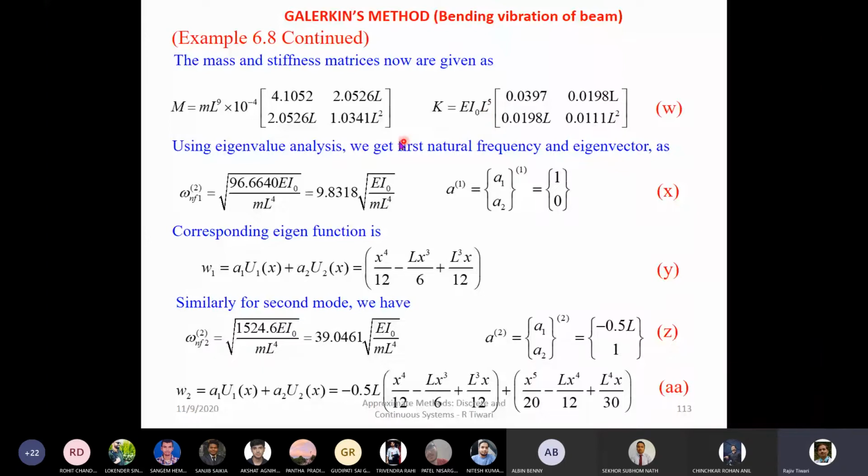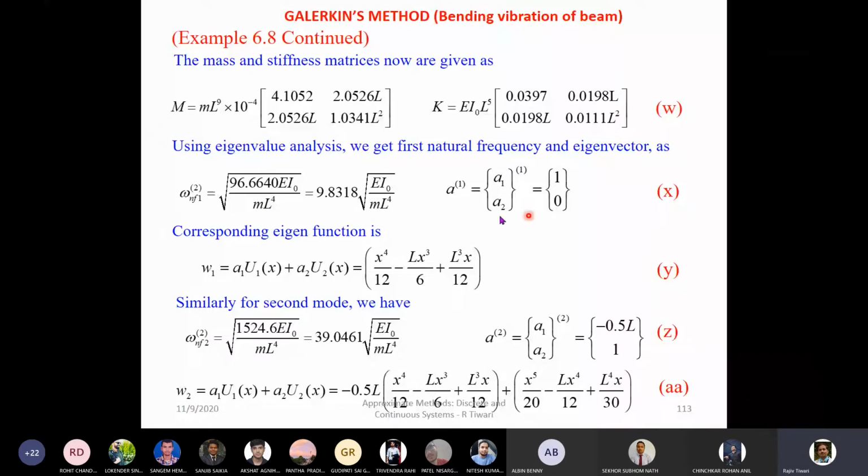So now we could convert this into a 2 degree of freedom equivalent system of the continuous beam. It is very important to understand that we are discretizing a continuous beam having varying mass and stiffness properties into a 2 degree of freedom system, and then we can obtain the eigenvalue problem for that, and we can get the first natural frequency and the corresponding mode shape, or sorry, this is the eigenvector.